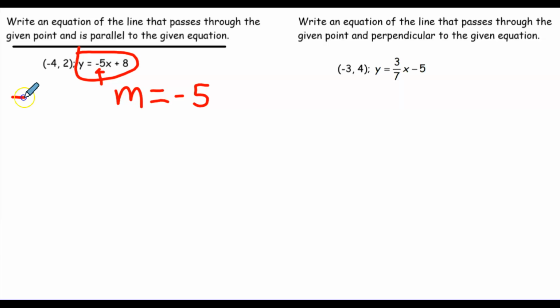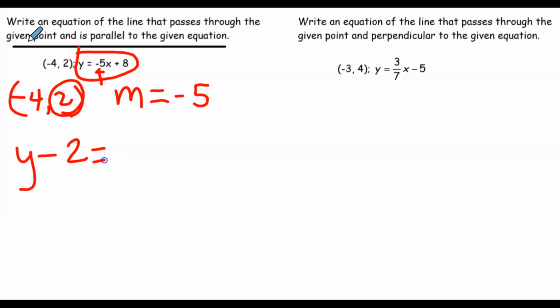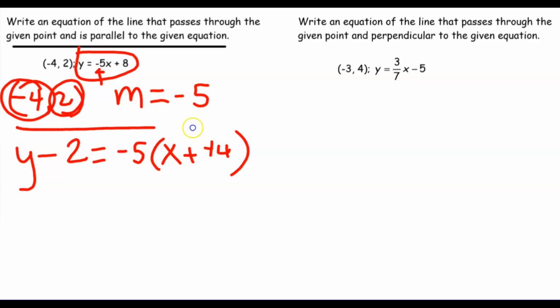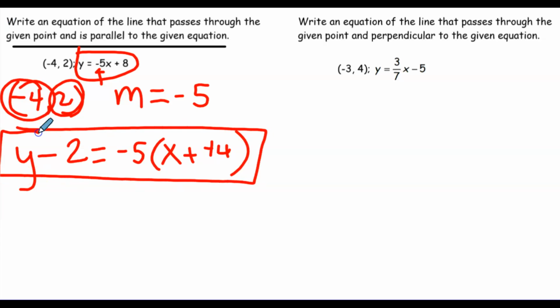If I have a slope and I have a point, I can write an equation. Y minus the y coordinate equals -5 times x minus the x coordinate. That's it. This is an equation for a line parallel to this line passing through this point.